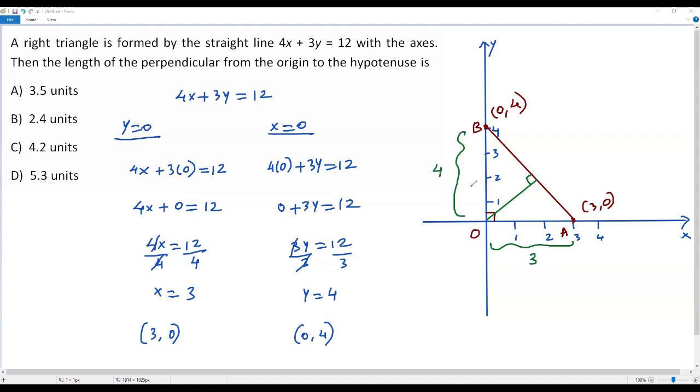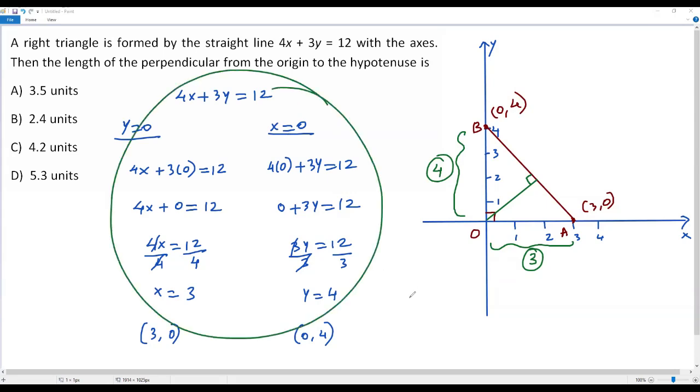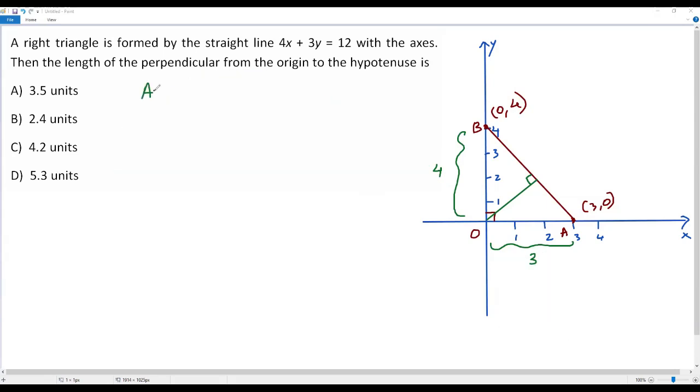Okay, now I know the base and height of this triangle OAB. So they are 3 units and 4 units. So using this base and height, I can find the area of this triangle. Okay, now let me erase this stuff and continue the problem. Area of triangle OAB equals 1/2 times base times height. Let me write it over here. So this is the formula we use to find the area of any triangle.